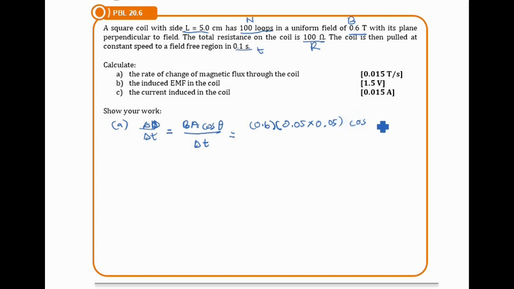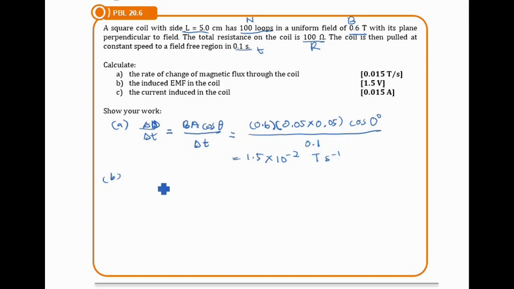So cos theta. So dia adalah perpendicular with its plane perpendicular to field. So kalau dia perpendicular, dia punya plane yang plane dia yang perpendicular, so dia adalah 0 degree. Okay, so cos 0 is equal to 1. So divide by 0.1 second. Sebab ni semua adalah waktu dia 0.1 second. So apa? Dapatlah jawapan dia equal to 1.5 times 10 negative 2 Tesla per second.